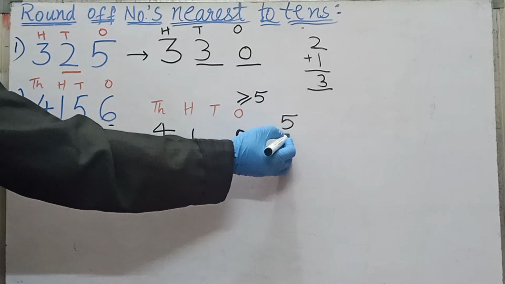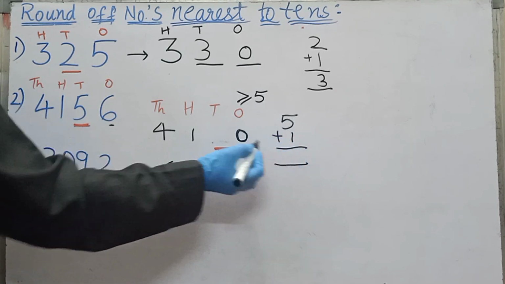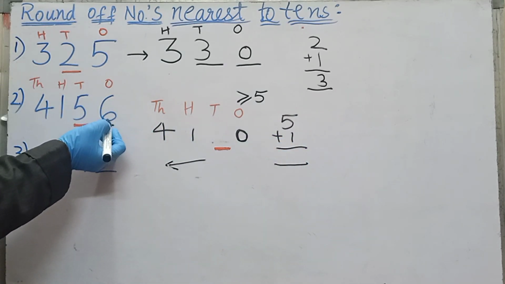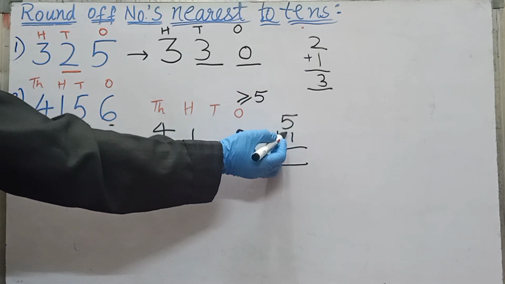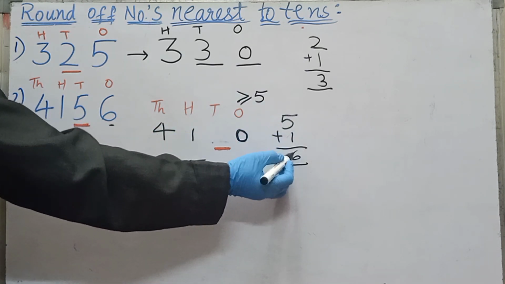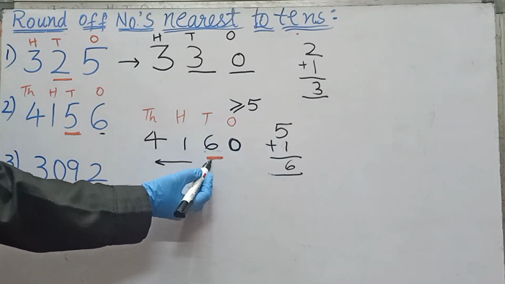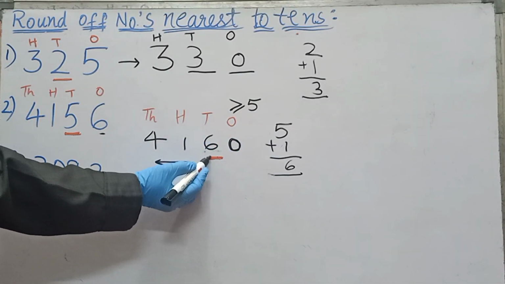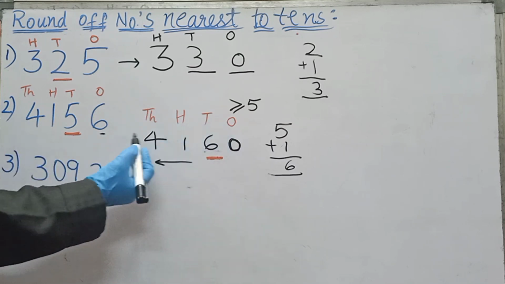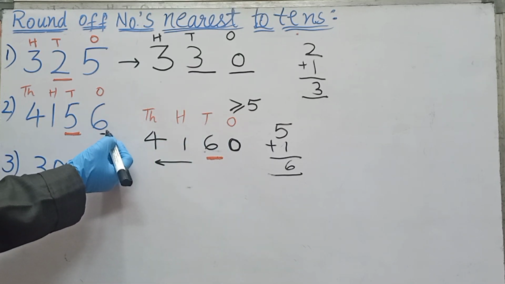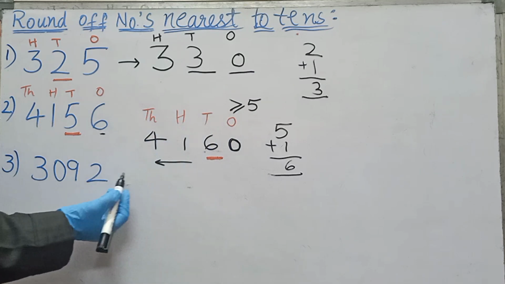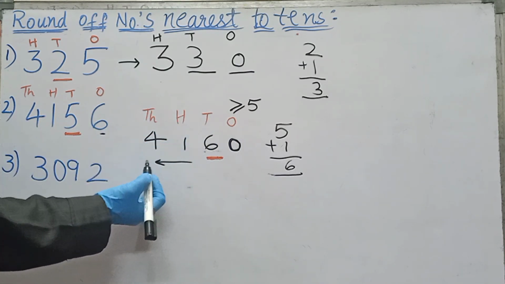So what we'll do? We'll add 1. Okay. If it is not greater than 5 or equal to 5, then we will add only 0. Okay. Now we add 5 plus 1, 6. So we get 5 plus 1 equal to 6. So we write 6 in the tens place. Now we will see if in ones place a number is not greater than or equal to 5, what we will get.